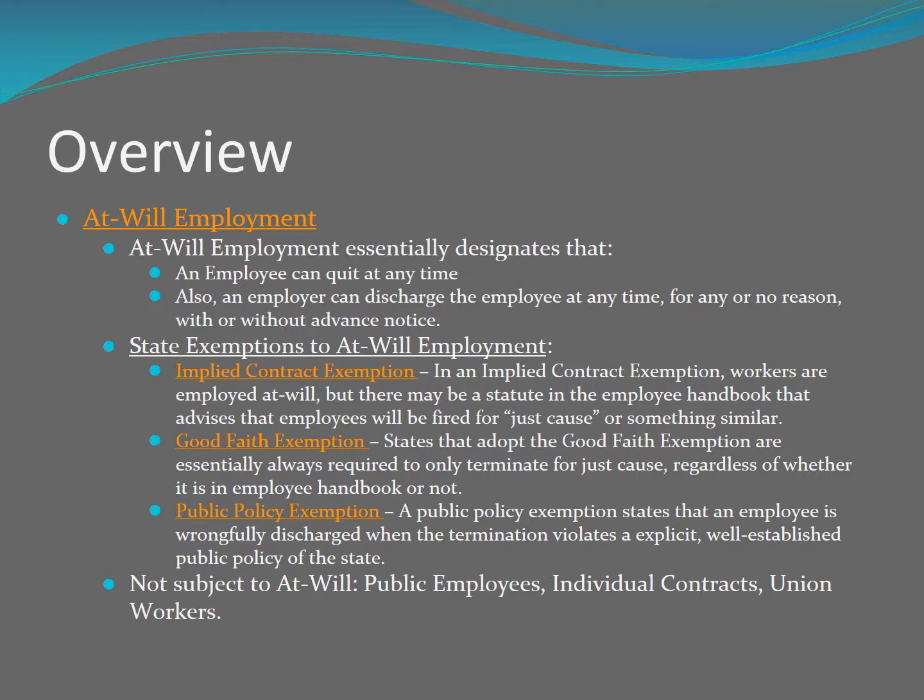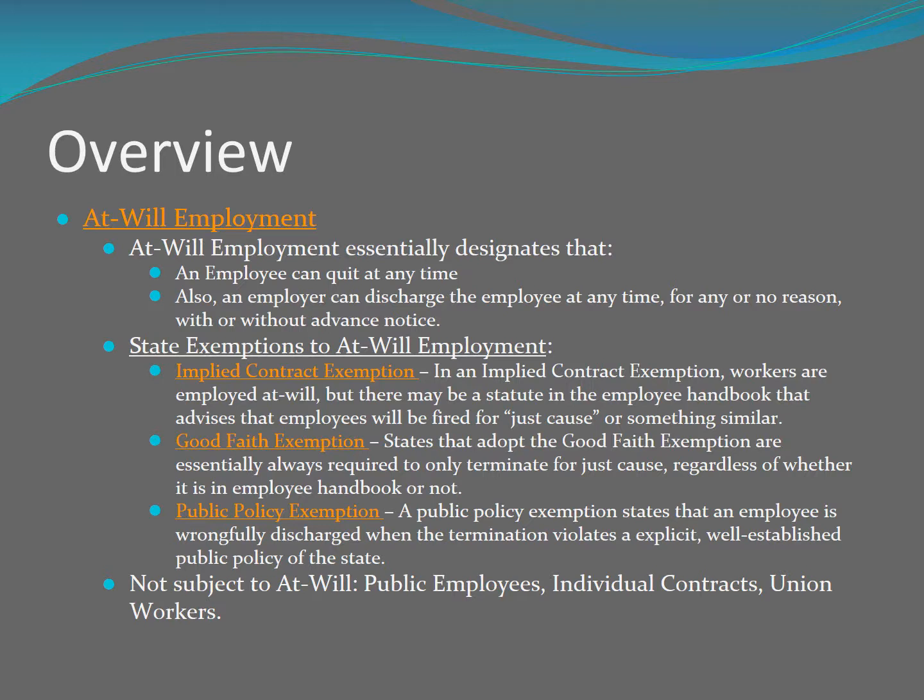Now, there are certain state exemptions that exist to help protect the employee in an at-will employment environment. The implied contract exemption is where workers are employed at will, but there may be rules and regulations in their contract or a statute in the employment handbook that advises that employees will only be fired for just cause. Also, there is a good faith exemption. Certain states that adopt the good faith exemption are essentially always required to only terminate for just cause, regardless of whether this information is outlined in an employee handbook or not.